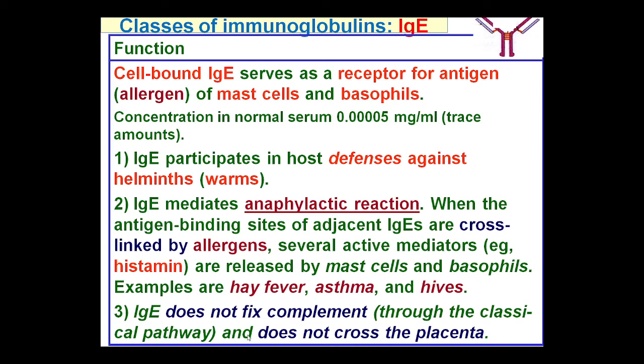Immunoglobulin E doesn't fix complement by the classical pathway, and doesn't cross the placenta. You understand? If such a protein immunoglobulin would pass the placenta, the fetus would have a prevalent chance to be killed by the anaphylactic reaction in the organism of the mother before delivery.